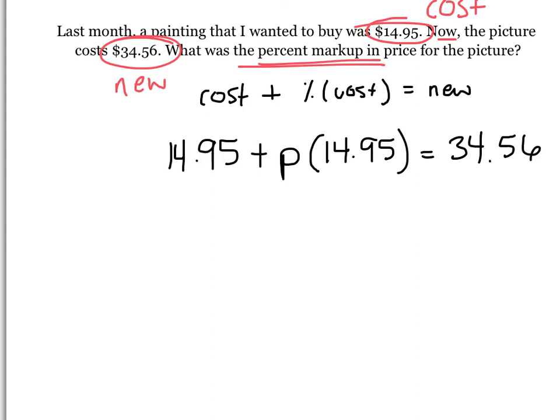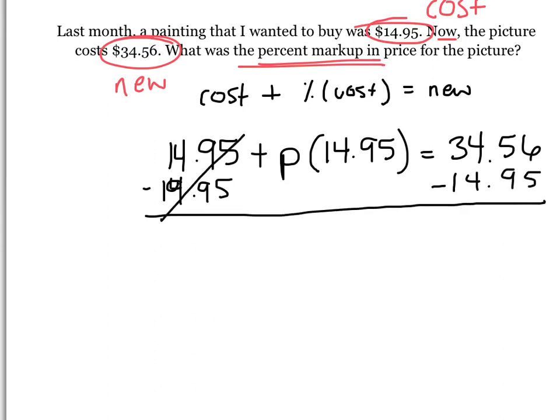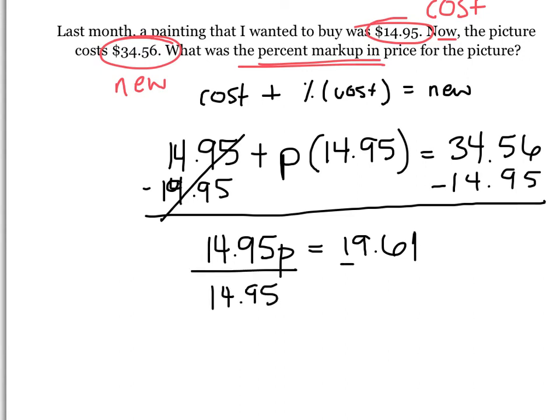To solve, I'm going to start with subtracting $14.95 from both sides. This leaves me with 14.95p equals $19.61. To finish solving, I divide by $14.95. And I end up with p equaling 1.31.